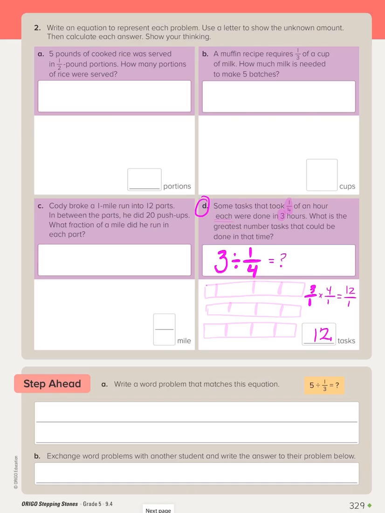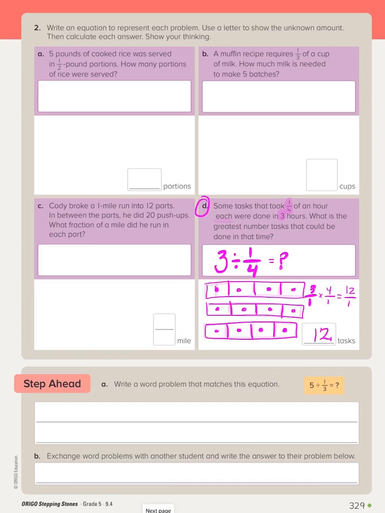Now, I could have done it the drawing way. I drew my 3 hours, and each task takes 1/4 of an hour. So I'm cutting it into 4 pieces. And then I would count them. 1, 2, 3, 4, 5, 6, 7, 8, 9, 10, 11, 12. Okay? So this is a division problem.